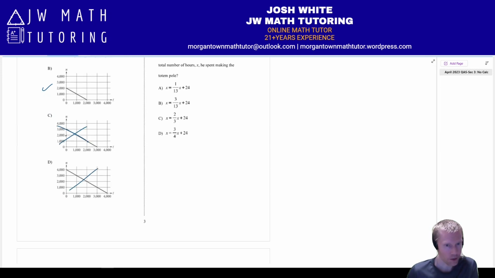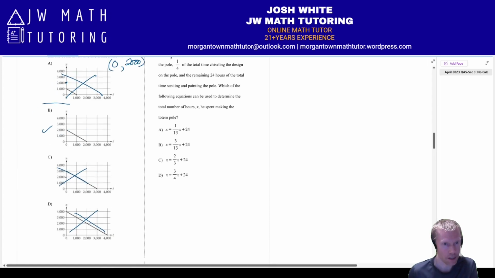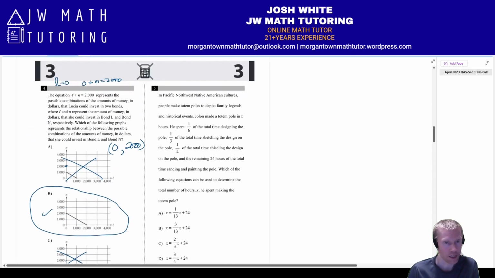D, does it go through that point? No, it is wrong. Okay, so by process of elimination, it has to be letter B. You could pick a different point as well. You could let n equal 0 and find that L equals 2000, and then you'd be looking for the point 2000 comma 0, which B is the only one that goes through.